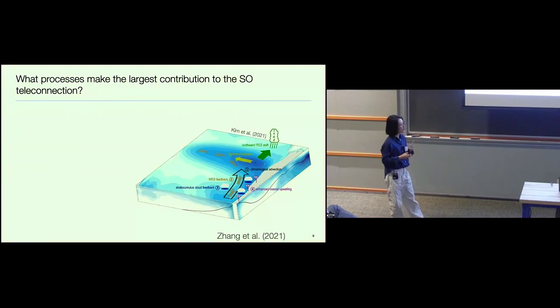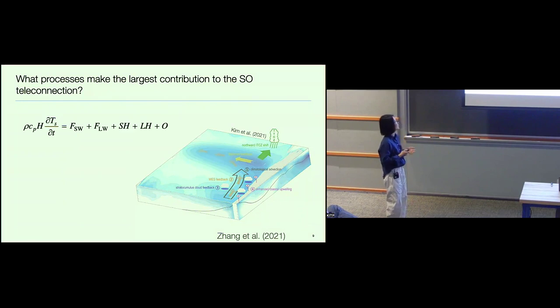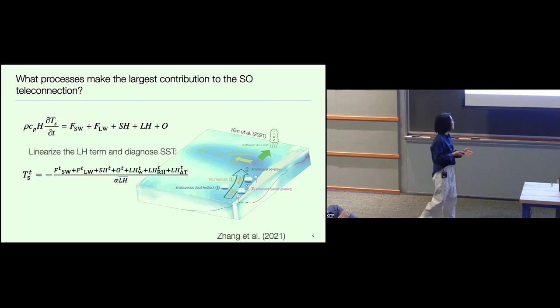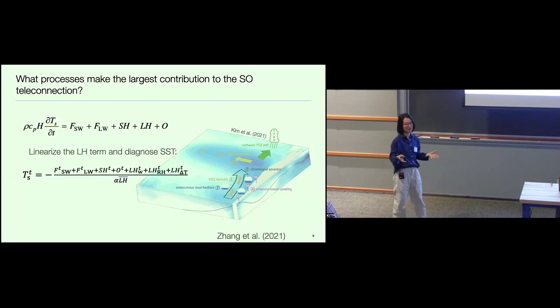And to further look at how different processes contribute to the teleconnection, we can use the surface energy budget, which is a very simple equation that governs the SST evolution in the mixed layer. On the left-hand side, we have the heat storage term, and on the right-hand side I'm decomposing it into the radiative fluxes, the turbulent heat fluxes, and the term due to ocean dynamics. We can linearize the latent heat term and diagnose the SST, assuming that on longer timescales, if you look at a 30-year trend, the heat storage term is negligible.